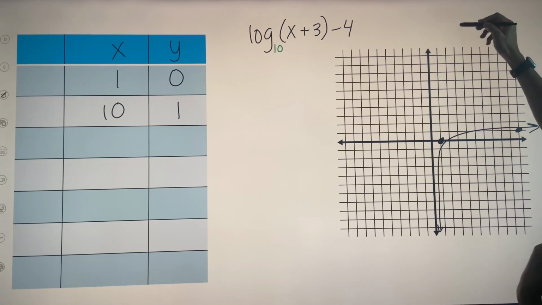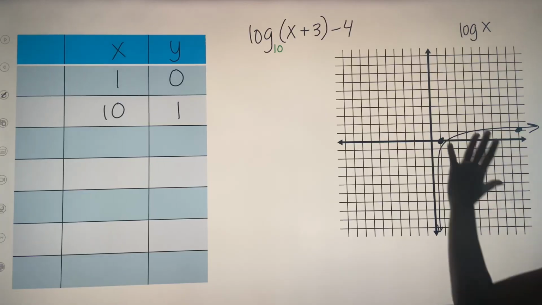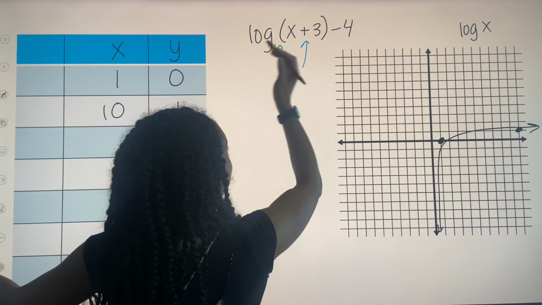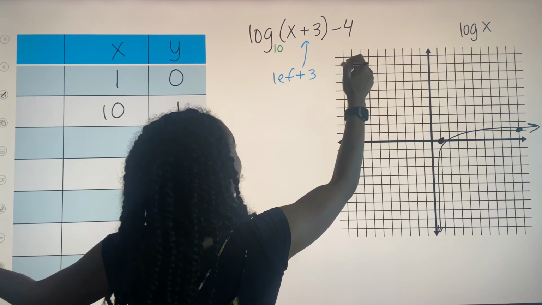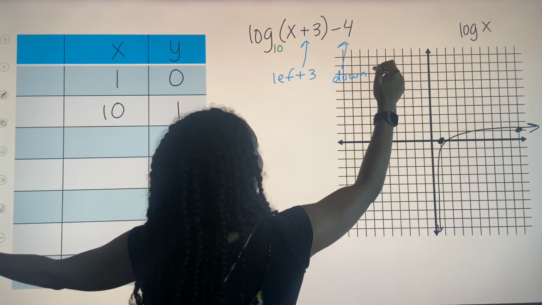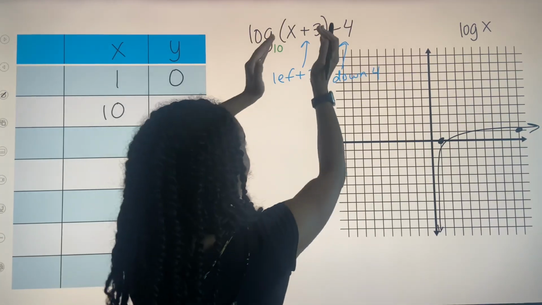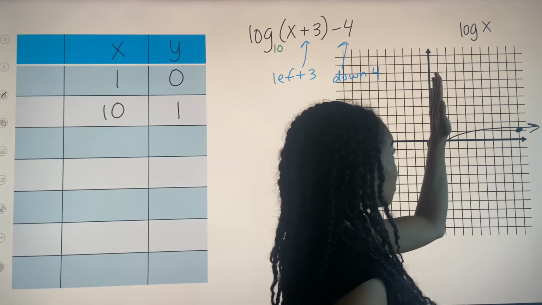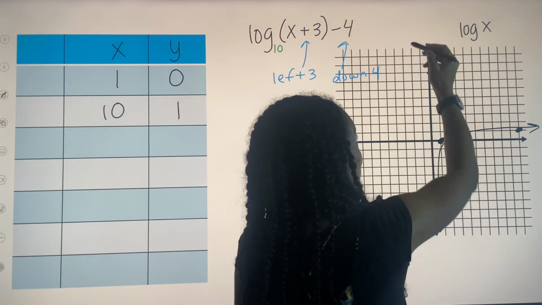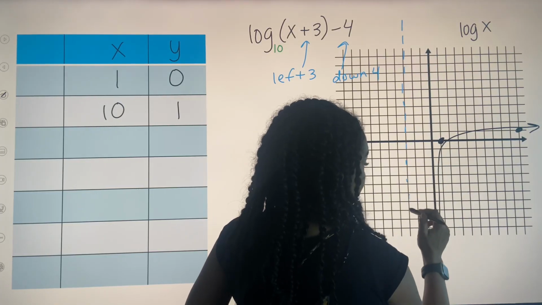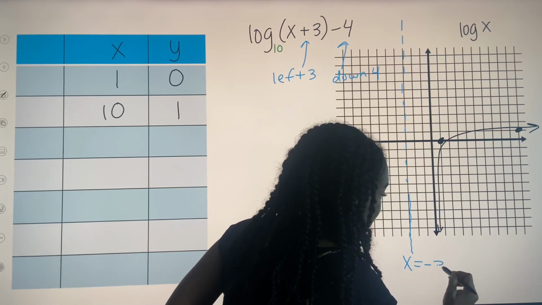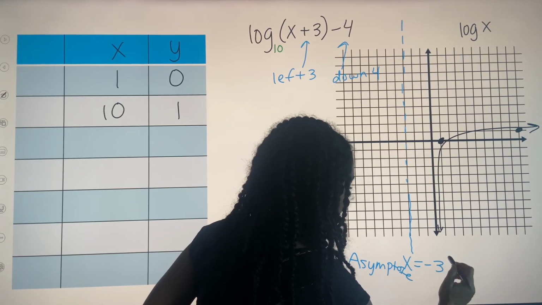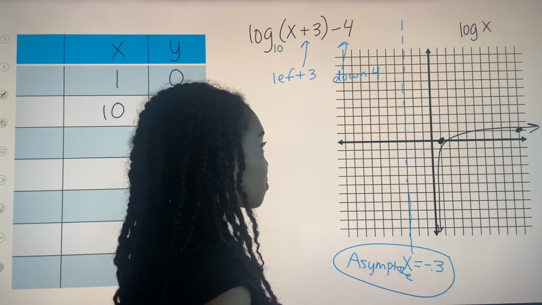That's what that looks like. That's just the common log. But we're transforming it by shifting it to the left 3 and down 4. So since it's going left 3, that affects your asymptote. Your asymptote is no longer here at 0, it moved to the left 3. So now your asymptote is right here, at x equals negative 3.